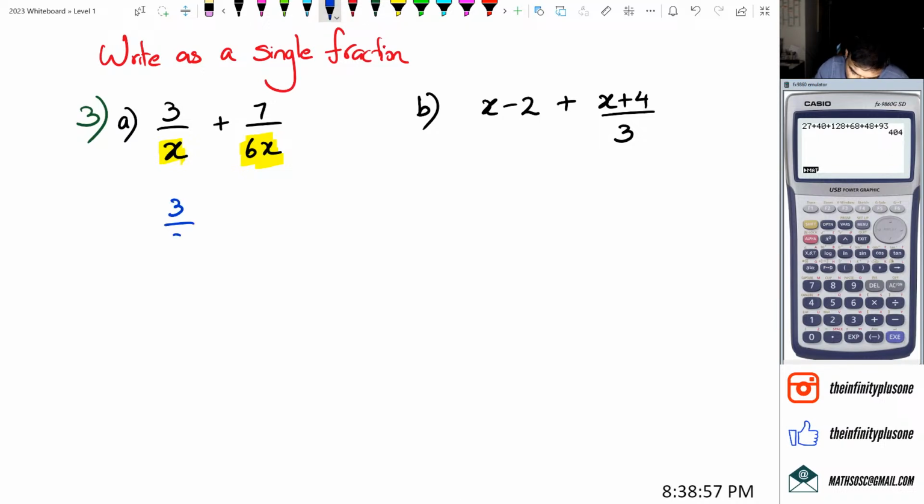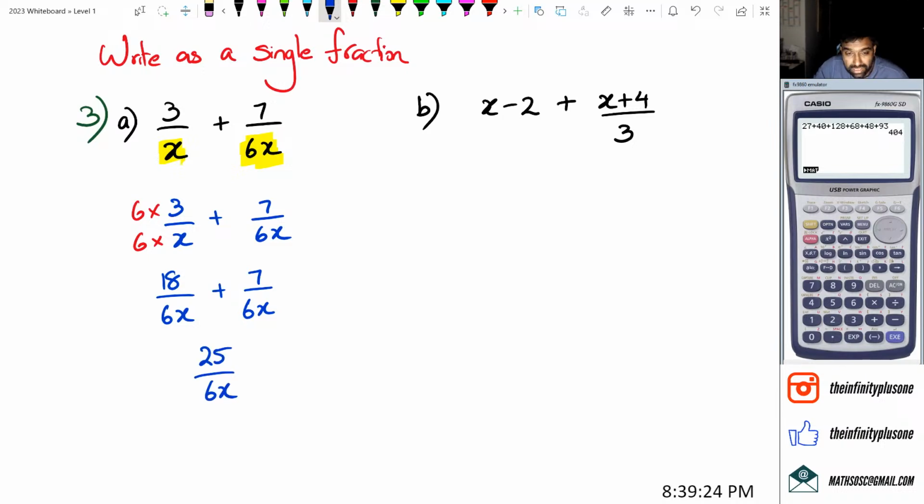I've got 3 over x plus 7 over 6x. All I have to do is multiply the denominator by 6 and the numerator by 6. That's pretty much it. Because then I've got 6 times 3, which is 18, 6 times x, which is 6x, plus 7 over 6x. Now 18 plus 7 is 25. So 25 over 6x. That is pretty much it for this question when you want to write it as a single fraction.